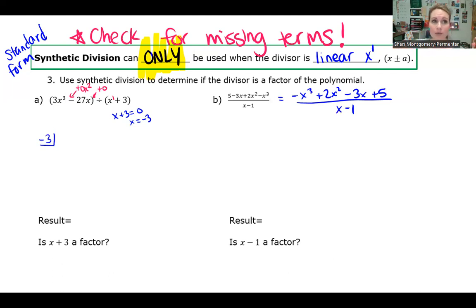And then I'm going to write down the coefficients. So only the numbers. So I have a 3, 0, -27, 0. I leave myself a little bit of space because it's not just one long number.